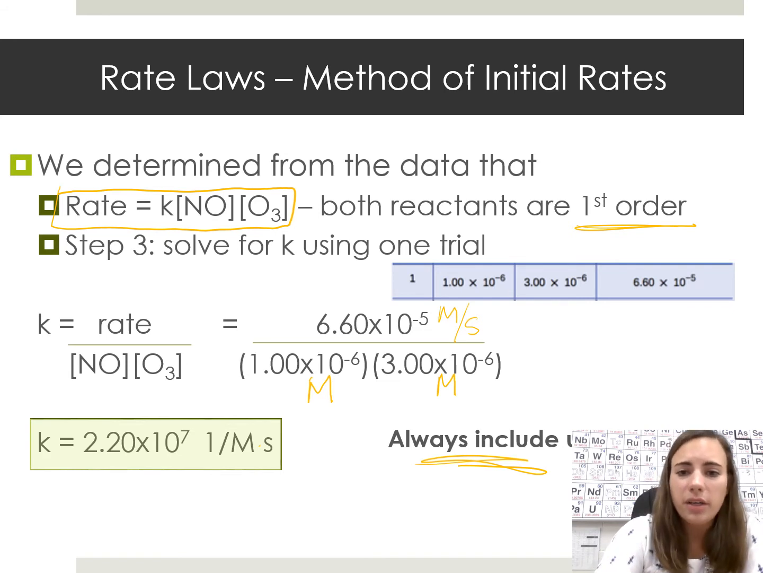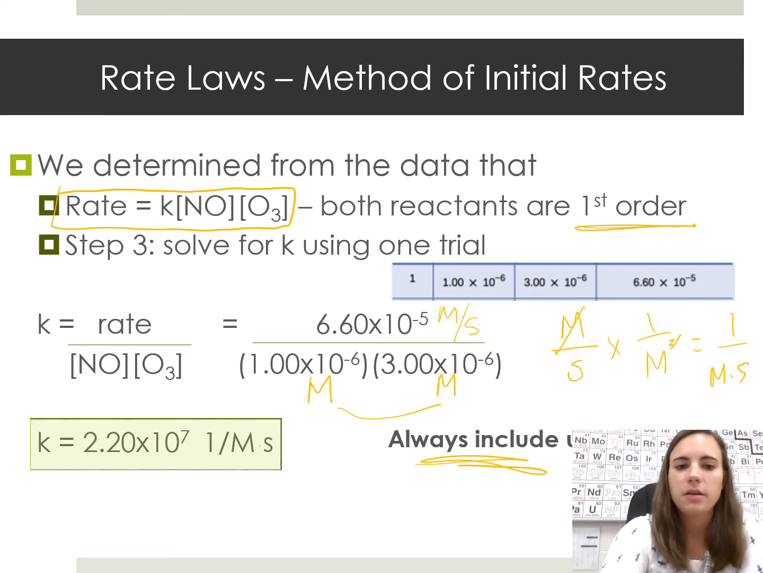But if we look here, we have molarity over seconds divided by molarity divided by molarity. So we can think of it as molarity per second, and then we are dividing by molarity, which is the same thing. Molarity times molarity is molarity squared. So I just simplify. This cancels one of these out, and I get 1 over molarity seconds. And that's my unit.